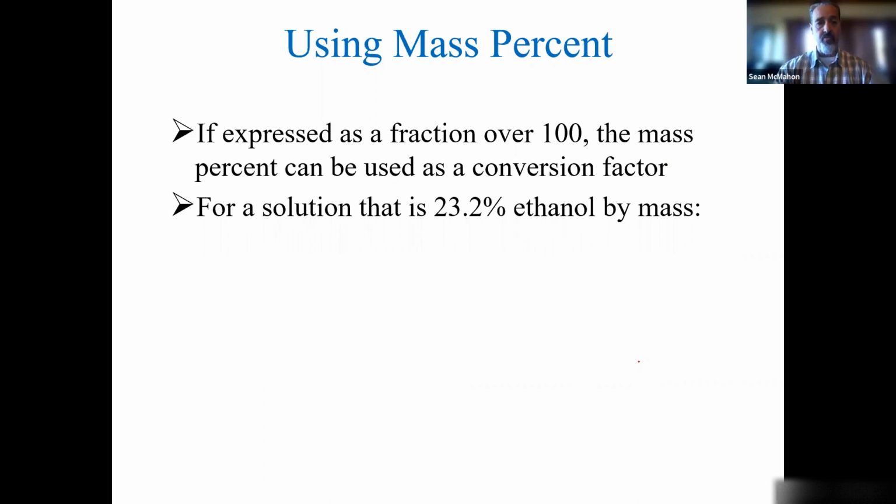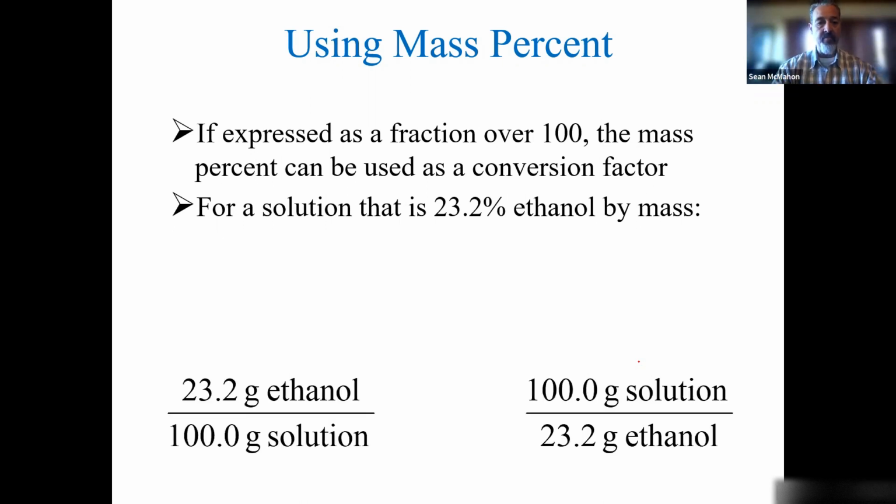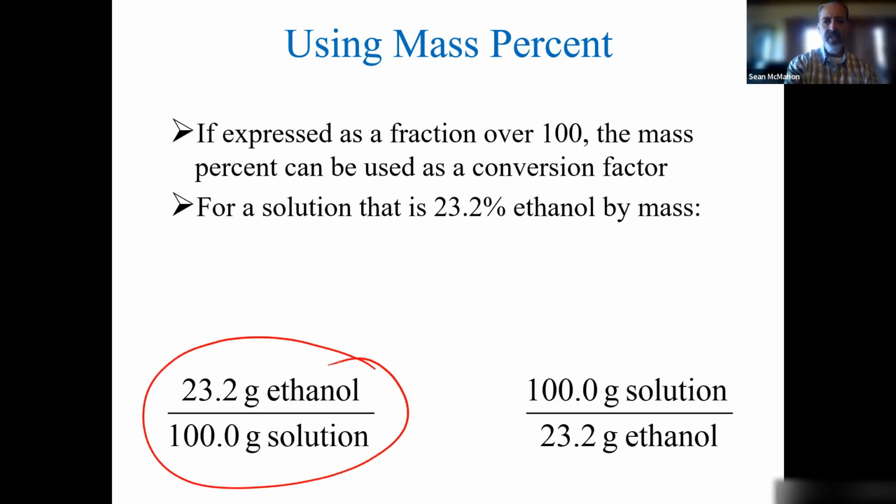So what we can do is we can use these percentages, like, for example, if there's a solution that says it's 23.2% alcohol by mass, let's make this a ratio, a conversion factor. Really, this is a nice thing about percents and concentrations. I can now say, well, if it's 23.2% ethanol by mass, that means there's 23.2 grams of ethanol per 100 grams of solution. Or you can flip it, and that's very powerful.